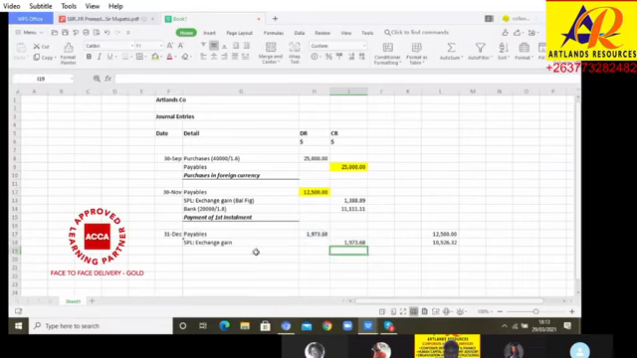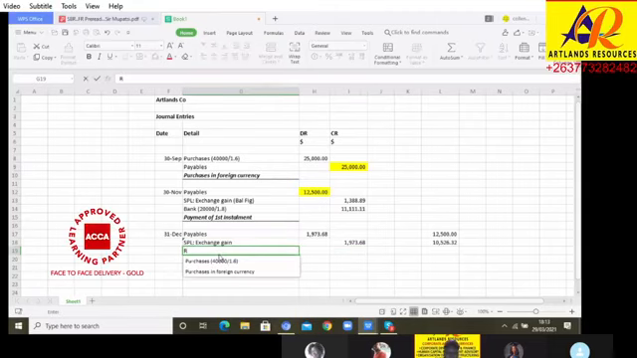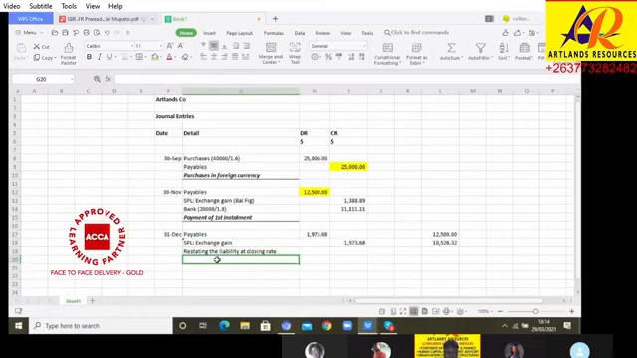Now, what is the narration to this? It's called restating the liability at closing rate. And how have we calculated it? Remember in our books it was 12,500. But we know that in foreign currency, this is 20,000 divided by 1.9. So it has decreased. So that decrease is an exchange gain.